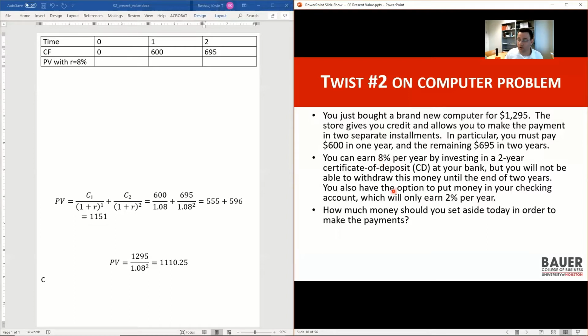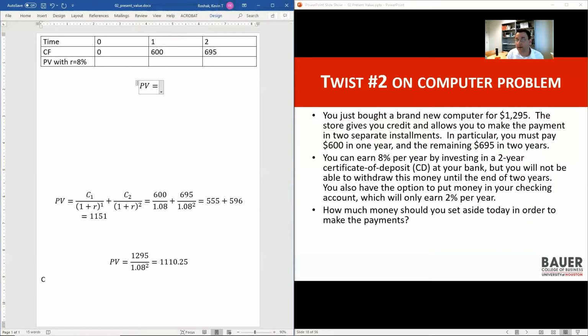Okay. You also have the option to put the money in your checking account, which is only going to earn 2% per year. Okay. The question now becomes, how much does this computer cost you if these are your options? The setup is going to be the same. We need to calculate the present value of these payments.